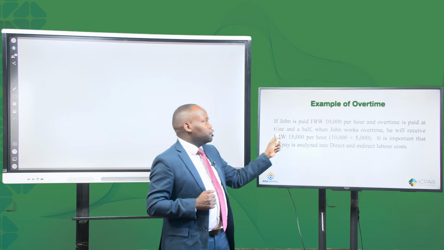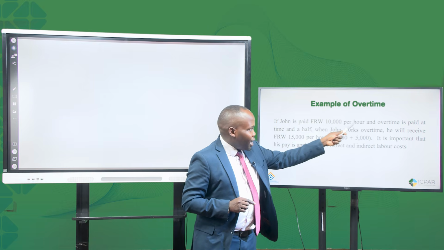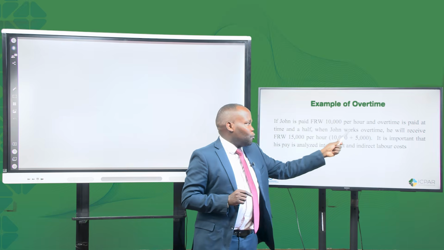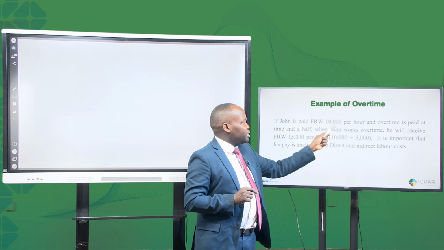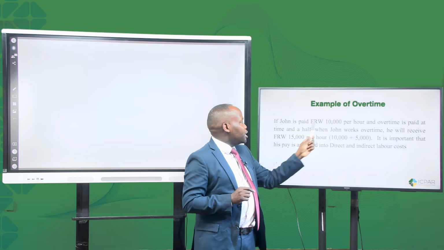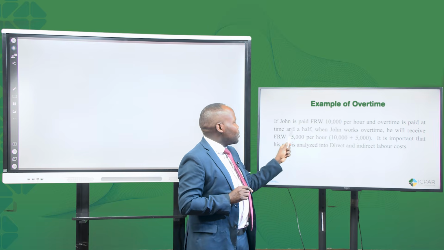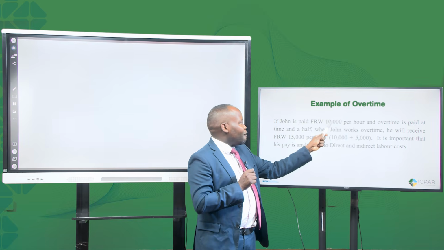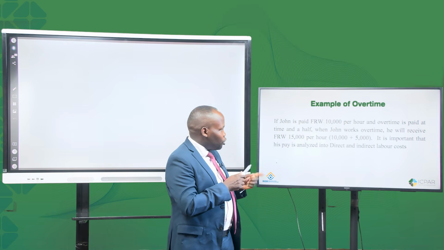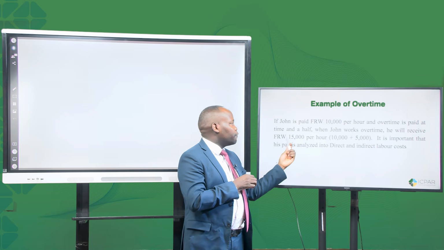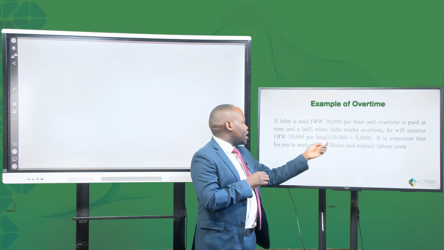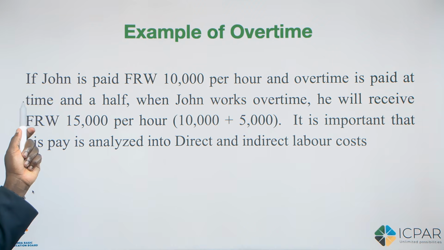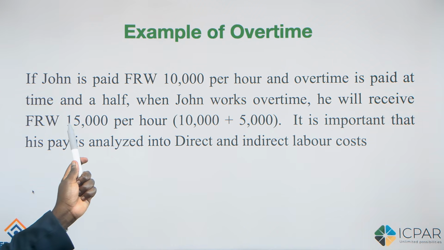An example of overtime is given here. For example, if John is paid 10,000 per hour and overtime is paid at a time and a half, when John works overtime, he will not receive an overtime rate of 10,000. He will receive an overtime rate of time and a half. You take the basic rate plus a half of the basic rate. A half of 10,000 is 5,000. So John will be paid an overtime rate of 15,000, which is 10,000 to represent the time and 5,000 to represent the half of the time. So the overtime rate will be 15,000.